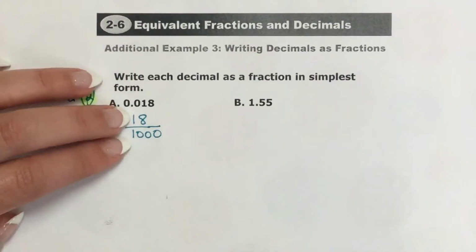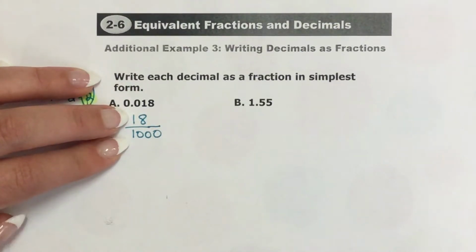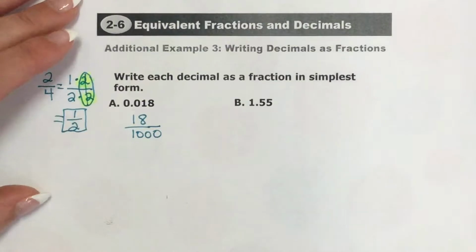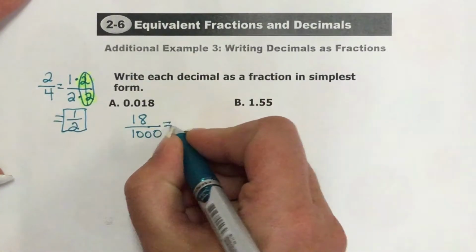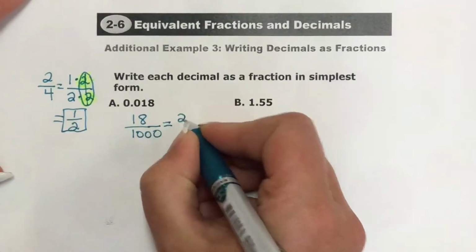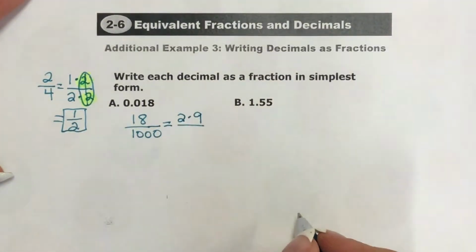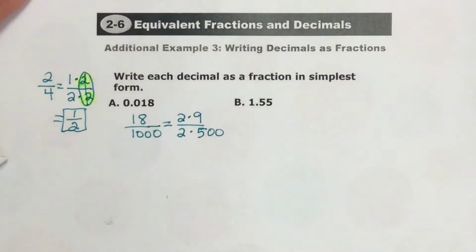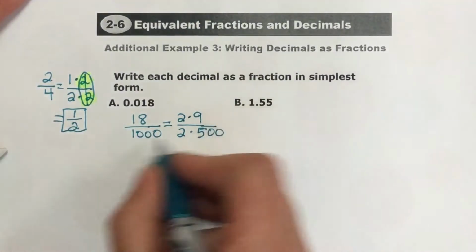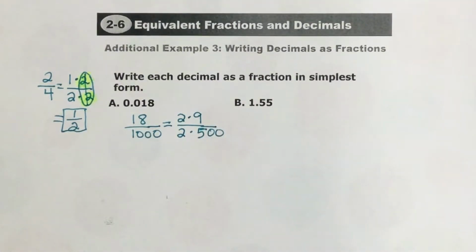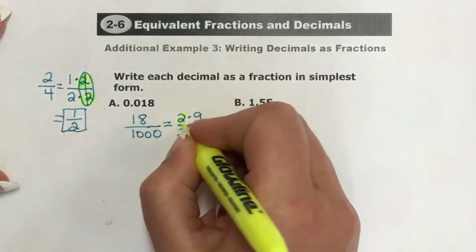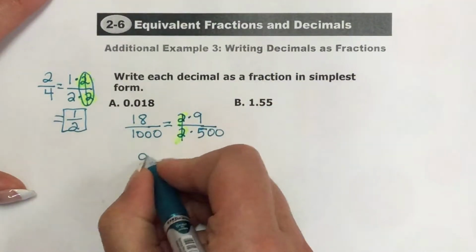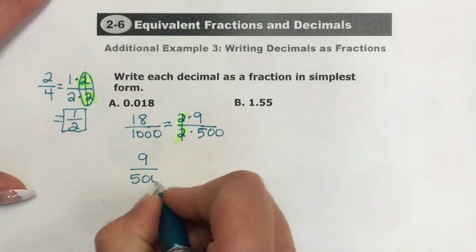What I can see is that both of these numbers are even, and so I know that 2 goes into both of these numbers. So if I was to write this, 2 times 9 is the same thing as 18, and 2 times 500 is the same thing as 1,000. So they both have a common factor of 2. What that means is we can cancel that. 2 divided by 2 becomes 1, and we end up with 9 over 500.